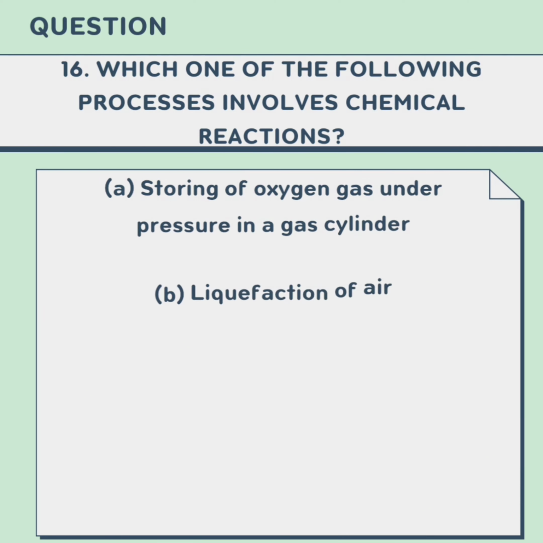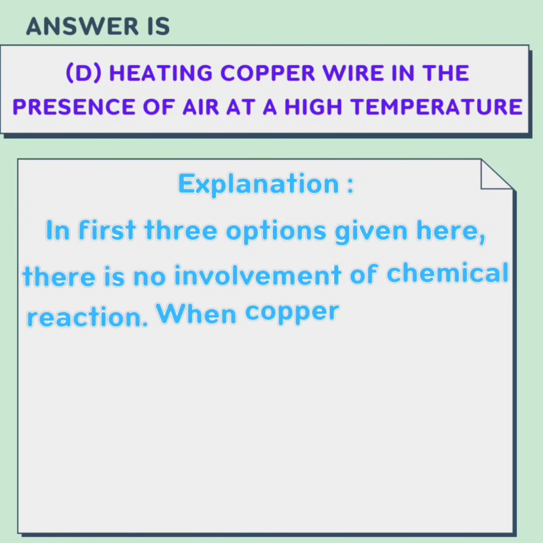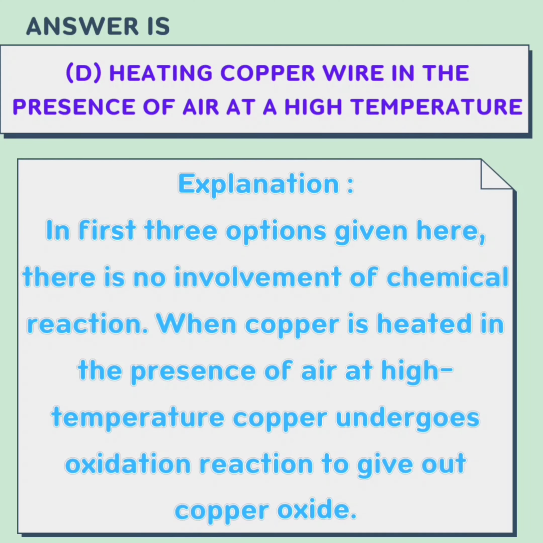16. Which one of the following processes involves chemical reactions? A. Storing of oxygen gas under pressure in a gas cylinder. B. Liquefaction of air. C. Keeping petrol in a china dish in the open. D. Heating copper wire in the presence of air at high temperature. The answer is D. Heating copper wire in the presence of air at a high temperature.